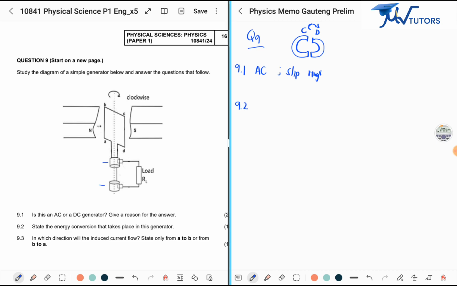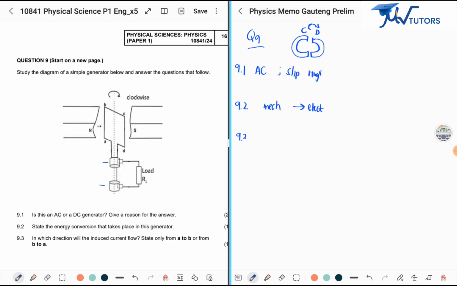Alright, so now it says, state the energy conversion that takes place in this generator. And with a generator, we're trying to get electricity, okay? I think Eskom has taught us that through load shedding. So because of that, we go from mechanical energy to electrical energy. Alright, so mechanical energy to electrical energy, that's the energy conversion.